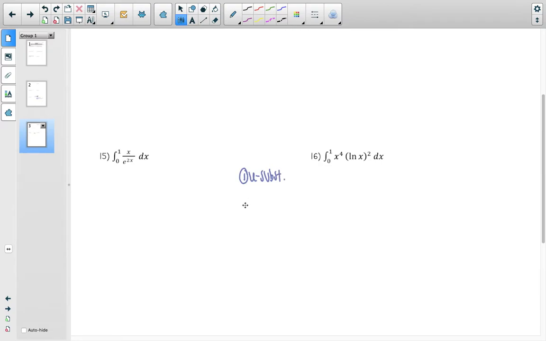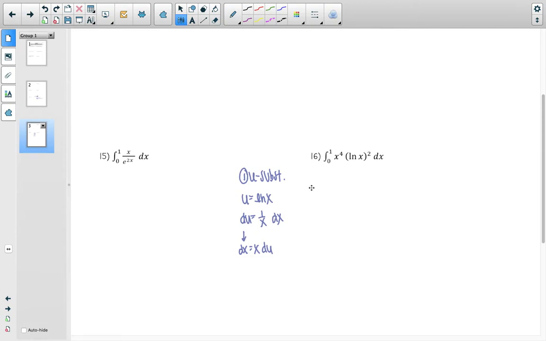Okay, so we start with this U substitution, and since the natural log of x is on the inside, that's going to be your U. And this is just like the last problem, so I'm going to skip steps. The derivative of natural log of x is 1 over x, and if you solve for dx, that gets you x du, just like the last one.